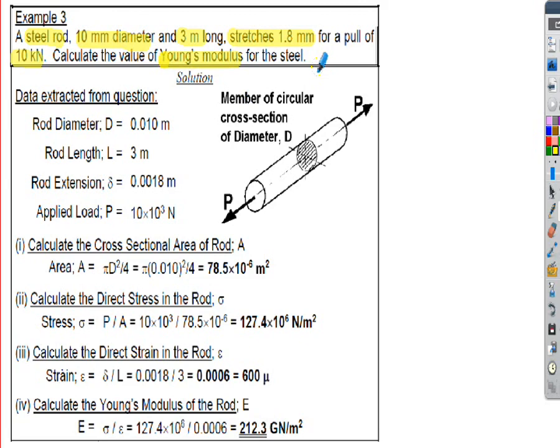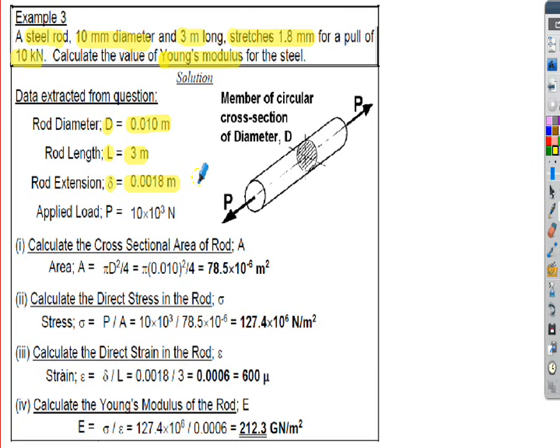So as always, the first thing to do is take the information from the question and make sure you've got the units consistent. So the rod diameter I've put in meters, I'm working in meters here, and the rod length L was in meters. So I've got my consistent units there. The component stretches 1.8 millimeters. Again, I've put that in terms of meters. So 1.8 millimeters is 0.0018 meters.